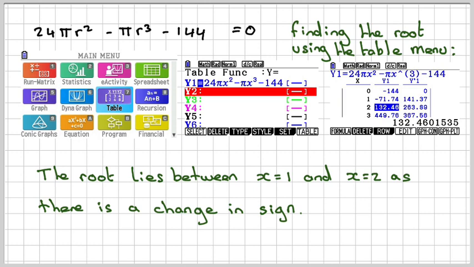Right, so now I'm going to try to come up with some iterative formulas for this. So starting with this, what I'm going to try and do is find one from r using this and then one from r using that.